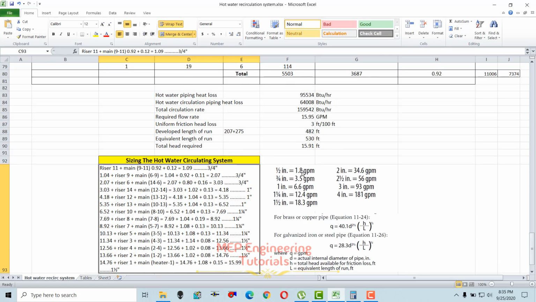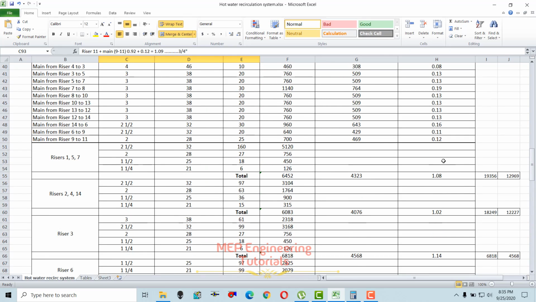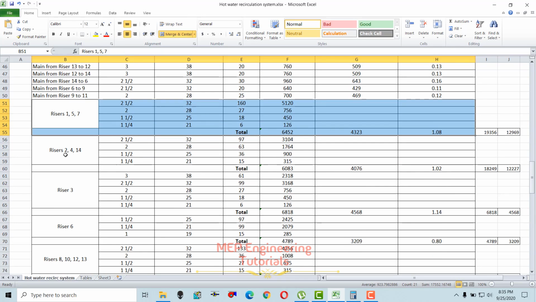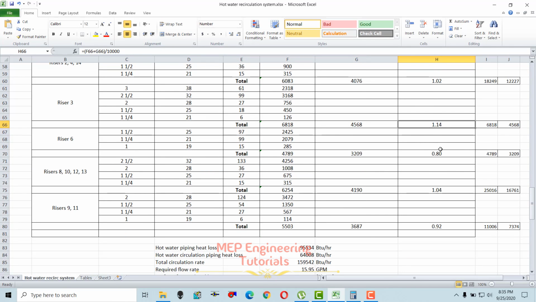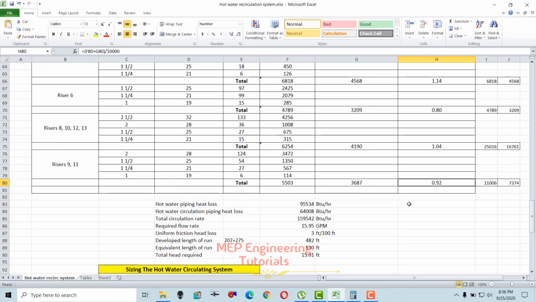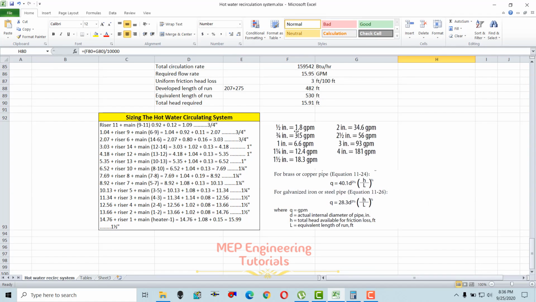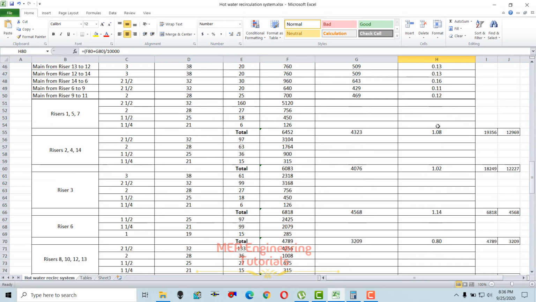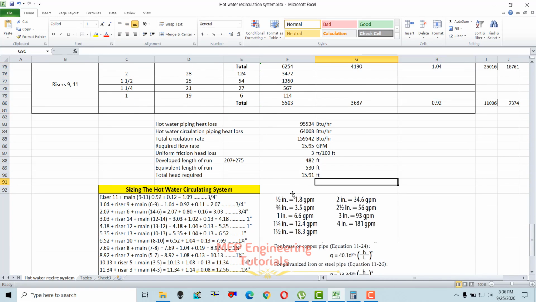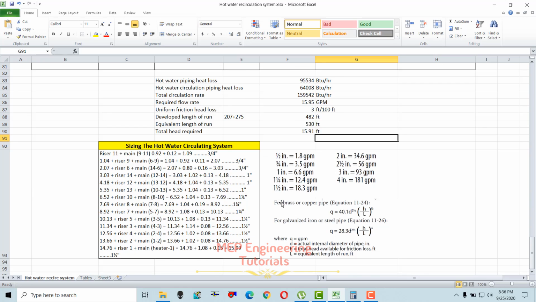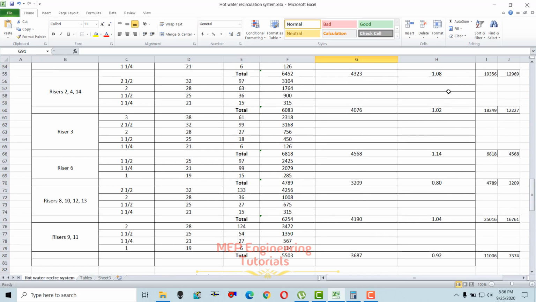One more thing to check here: for all the risers, the GPM is 1.08 for 1, 5, 7, and for 2, 4 and 14 the GPM is 1.02, 1.14, 1.80, 1.04, 0.92. So you can see that the minimum GPM here is 1.8 GPM, and all the GPM which we have calculated for the risers are less than 1.8 GPM. So the minimum size available is half inch, which means all our risers would be half inch, because their GPM is less than 1.8.